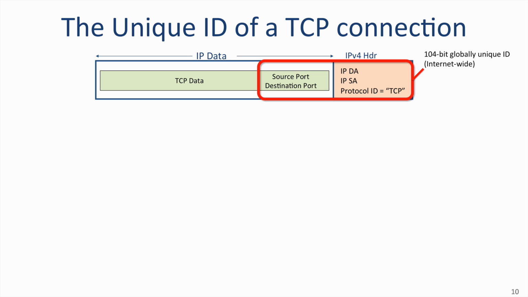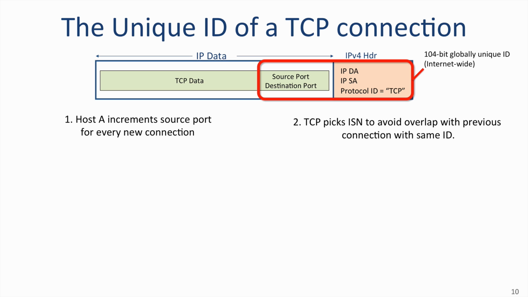Now, the unique ID only holds if a few things hold. First, we need to make sure host A, the initiator of the connection, picks a unique source port ID. We need to make sure it doesn't accidentally pick the same source port number it already used with another connection to the same service on host B. Host A uses a simple method to minimize the chances. It increments the source port number for every new connection. The field is 16 bits, so it takes 64K new connections before the field wraps around.